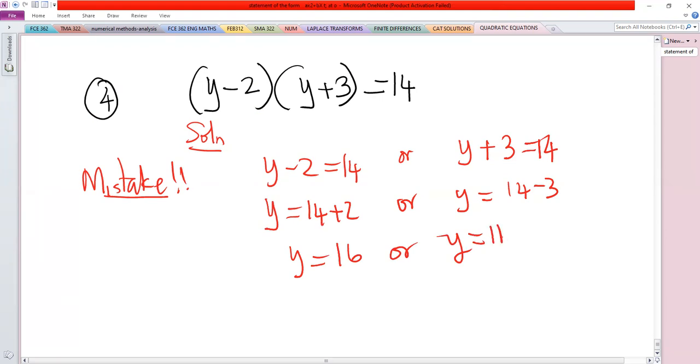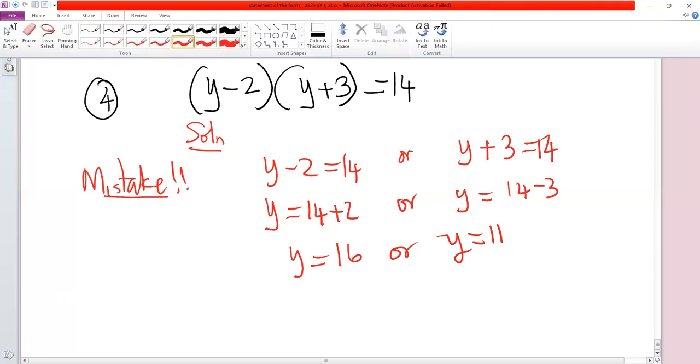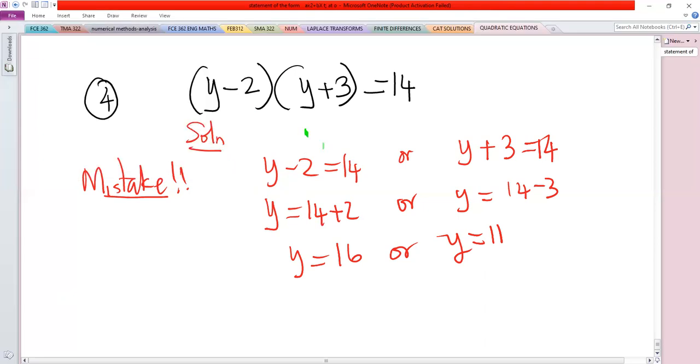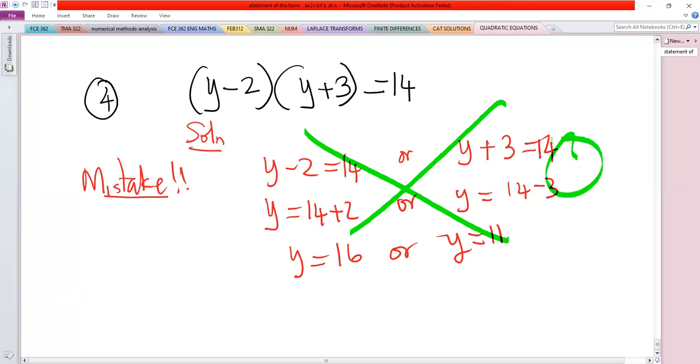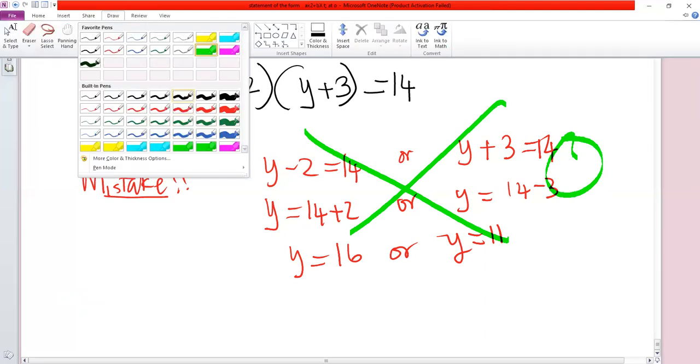If you do this one, you get it wrong, because you cannot apply the zero product property when the right-hand side is a non-zero value. So this would be very, very wrong. So this will give you a big 0. The correct thing to do is to expand the left-hand side and rearrange the equation so that the right-hand side is 0.